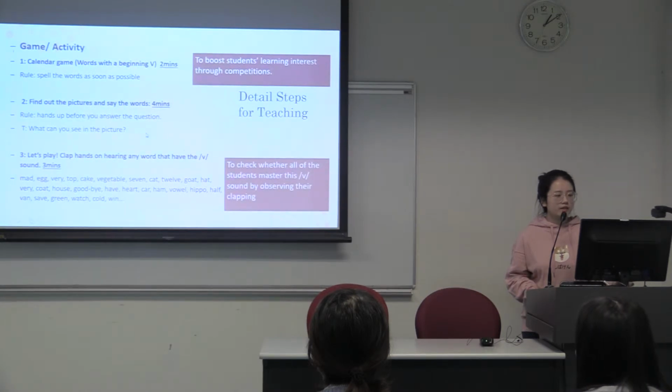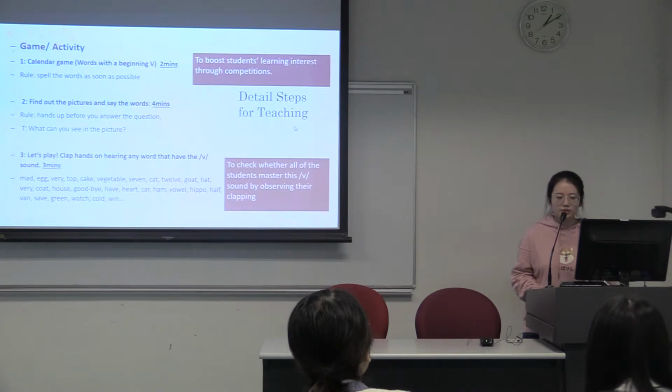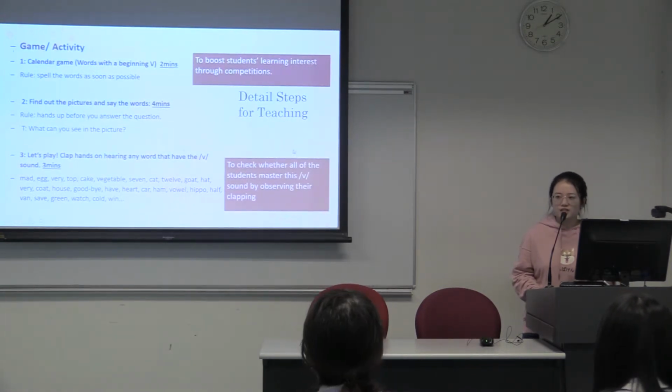Then we will have a clap hands game, in which students clap their hands when they hear words beginning with the sound. The teacher would say each of the words, like: mad, egg, berry, top, cake, vegetable, seven, Kate, cat, towel, goat, hat, very cold. This makes it very, very clear to see whether they have learned this sound.